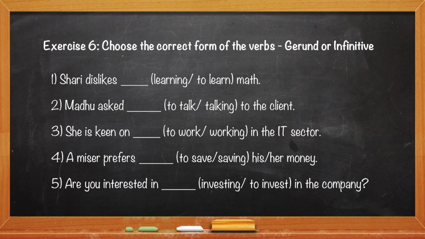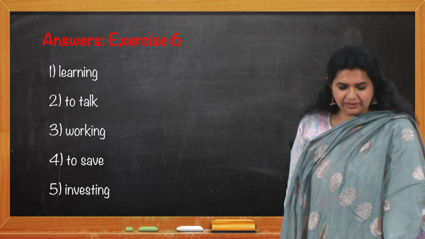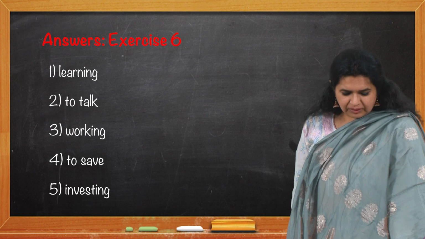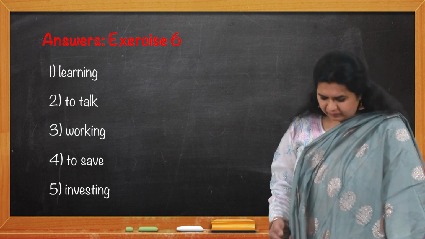Now, choose the correct form of the verb, gerund or infinitive. Sherry dislikes learning or to learn maths. Madhu asks to talking or to talk to the client. She is keen on to working or working in the IT sector. A miser prefers to save or saving his or her money. Are you interested in investing or to invest in the company? And here are the answers. First is learning, second is to talk, third is working, fourth is to save, fifth is investing.